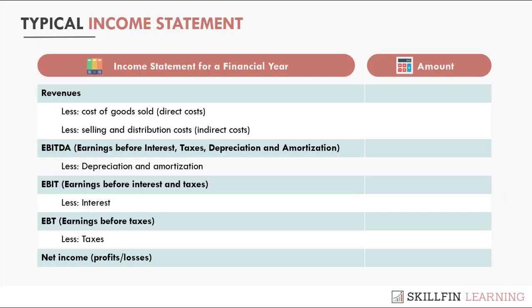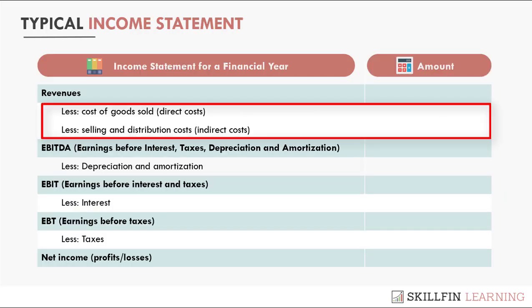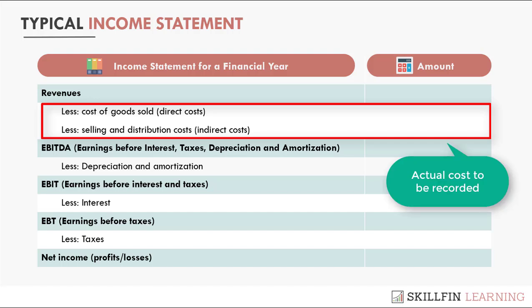Now, to record this transaction, we first have to record the direct and the indirect costs in the income statement that we have done so far. Whether we pay fully or partially in cash, we have to record the full cost in the income statement since we need to know the exact profits at the end of the year.